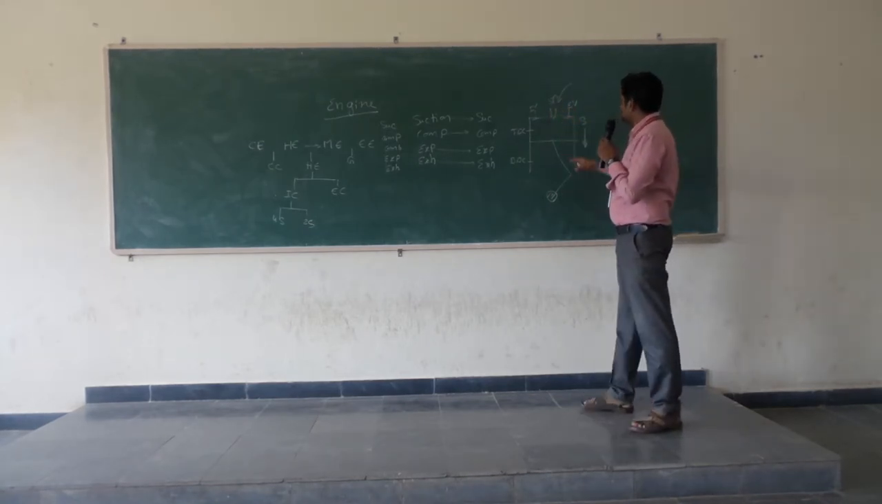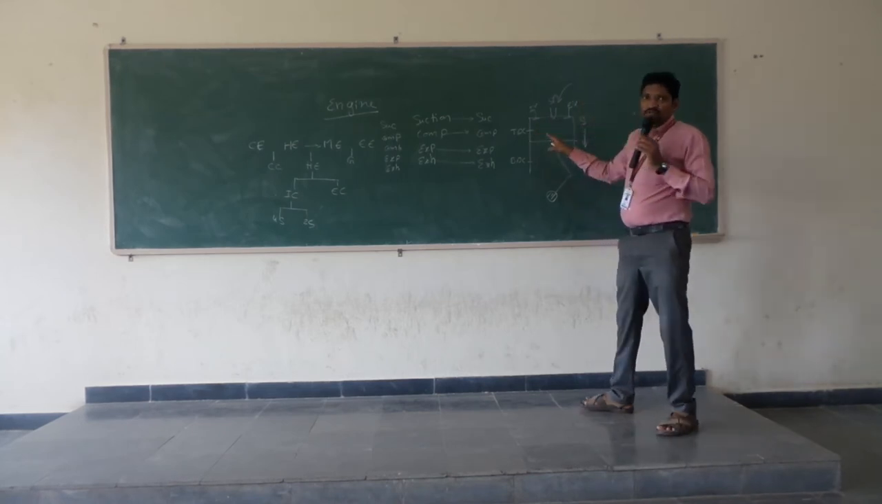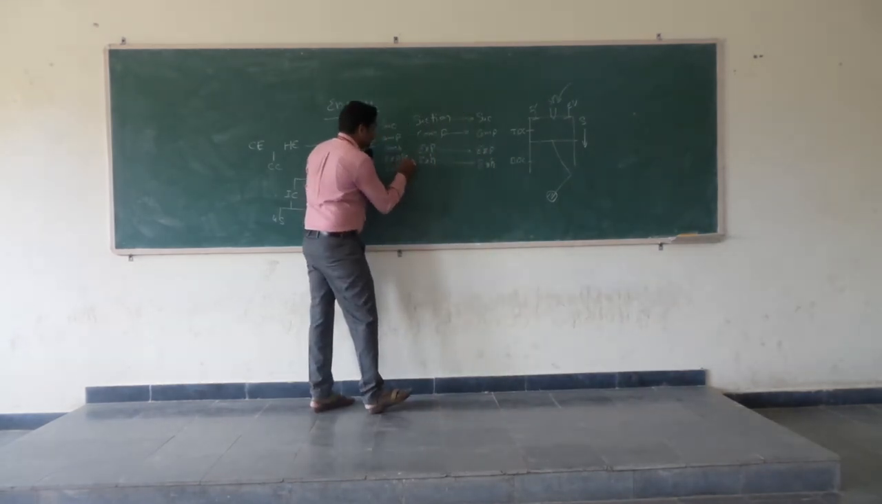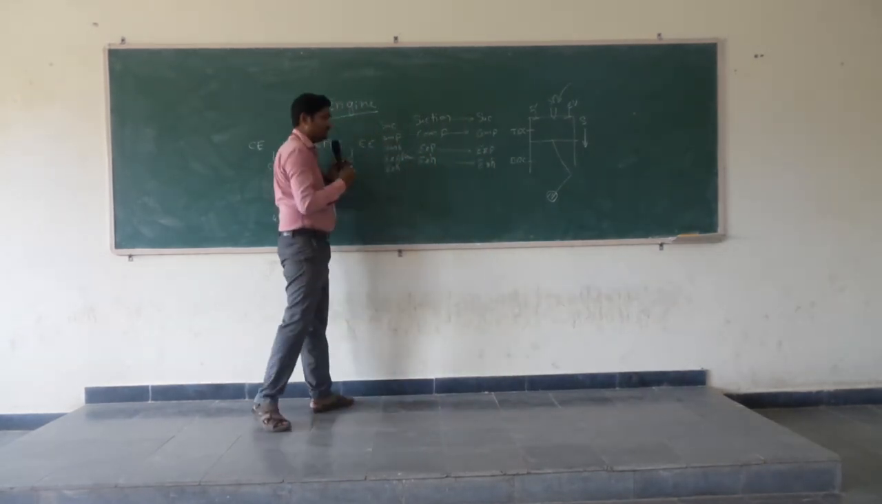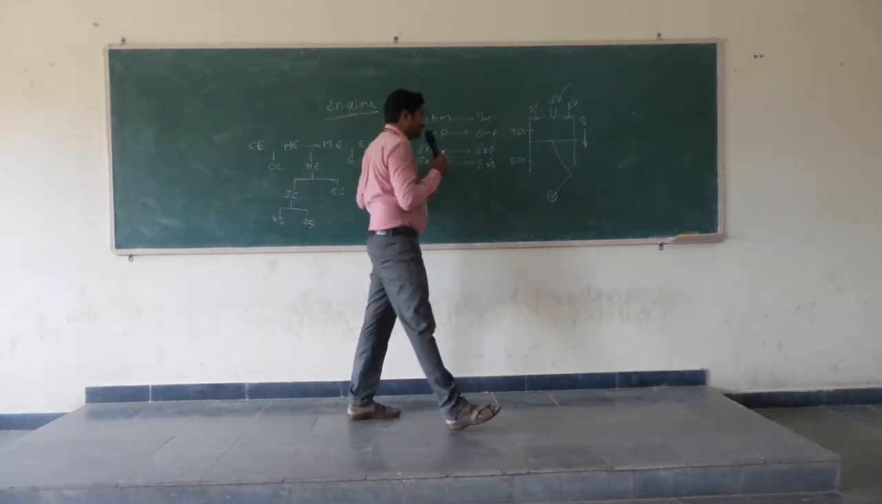After completion of the combustion process, the piston moves from TDC to BDC. At that time only we are getting the power. That's why the expansion stroke is also called the power stroke. In this entire cycle, we get power only in this stroke, so it is called the power stroke.